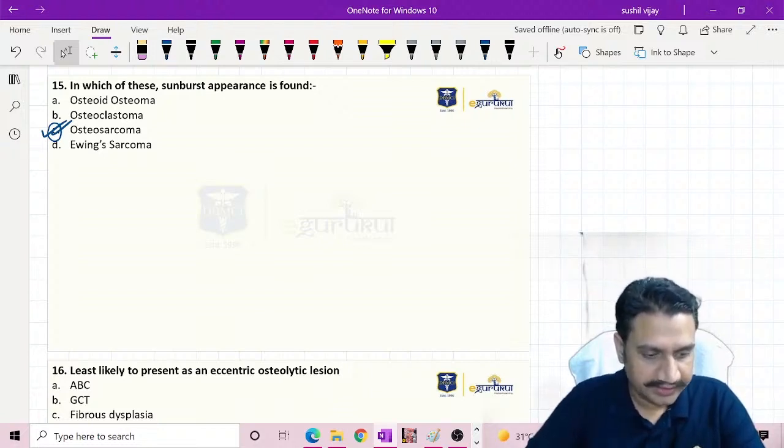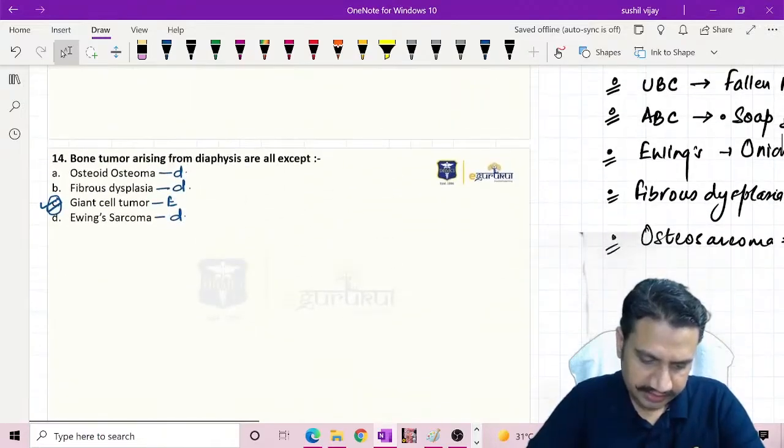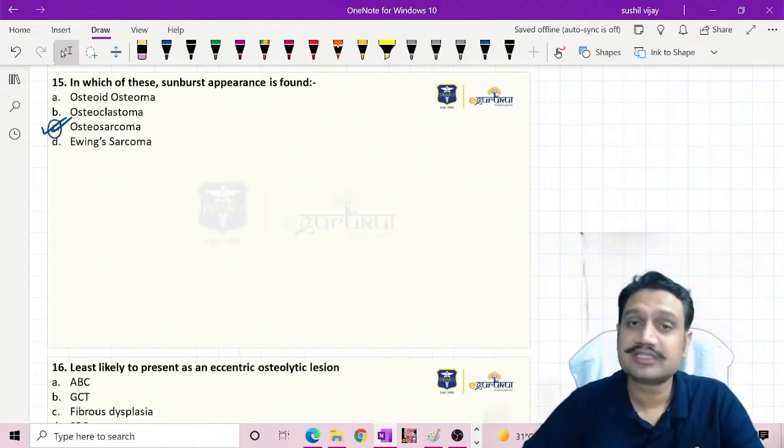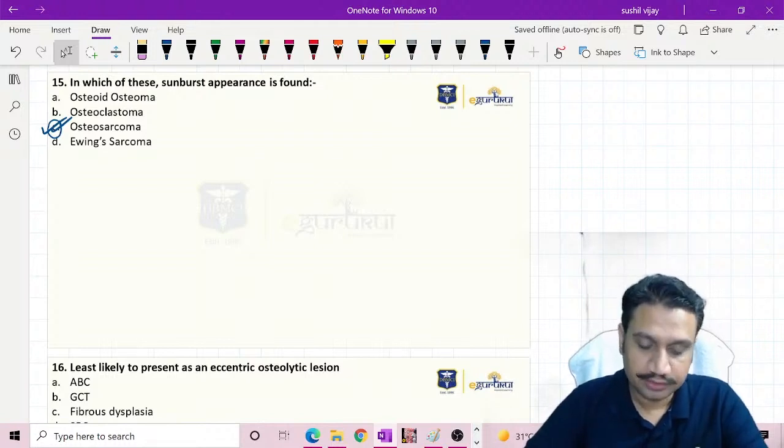Right, chalo. Next one, 14C. Yes, 14C, very good. 15th, sunburst appearance I have shown you already. 15th, it is osteosarcoma.